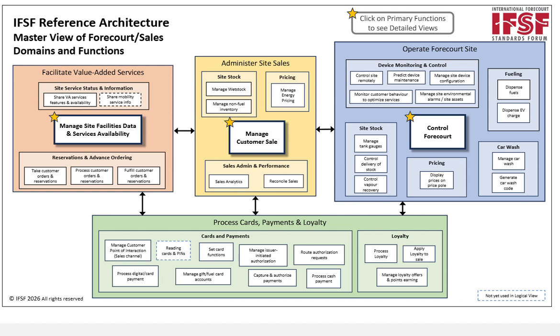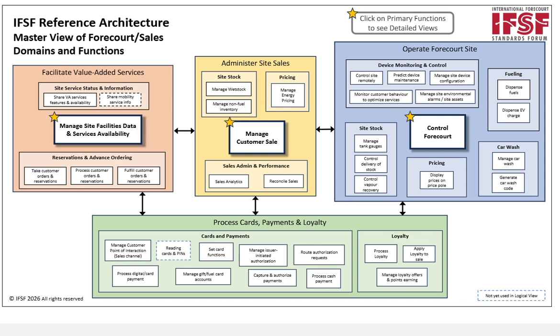In blue are the operational functions such as fueling and managing site stock. In yellow are the sales functions, which link to the payment and loyalty functions shown in green. And finally, in orange are some of the emerging multi-services at site that we have called value-added services, and these illustrate how our standards ecosystem is expanding to take account of the evolving forecourt.